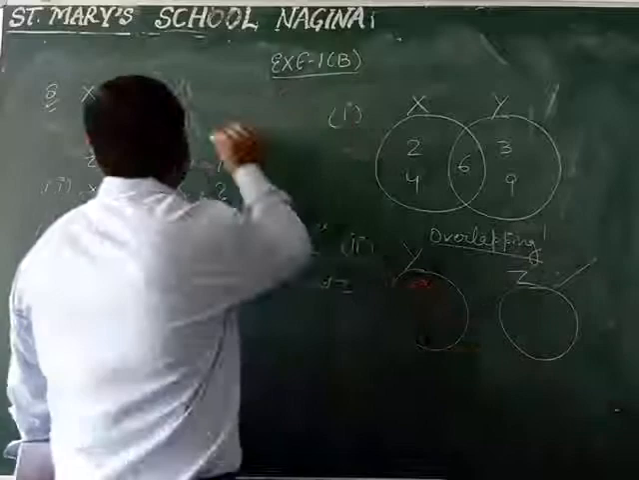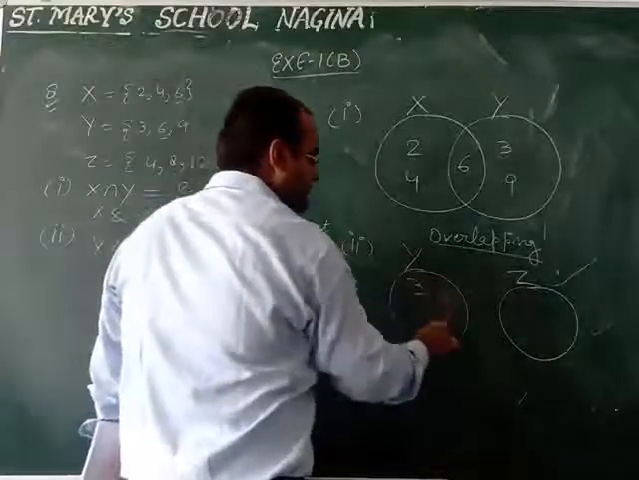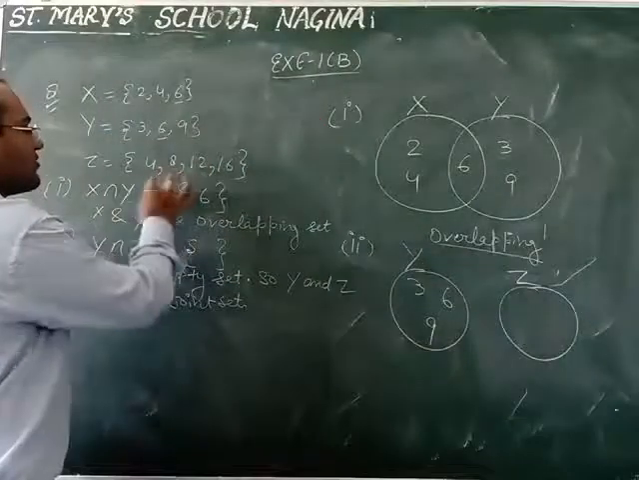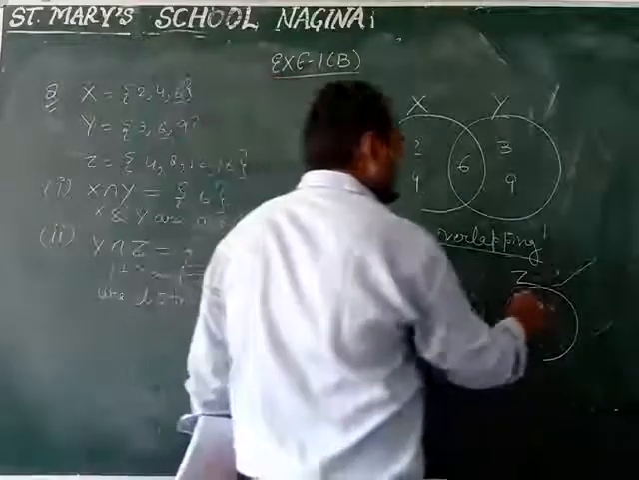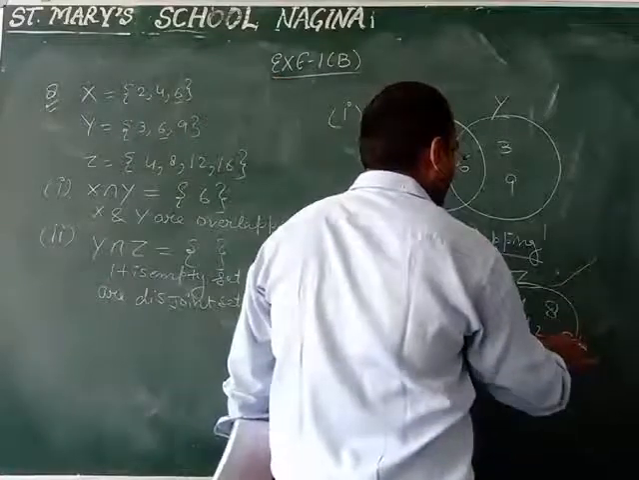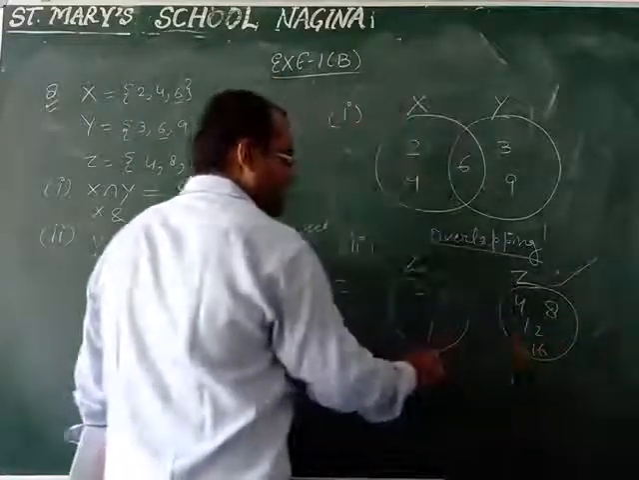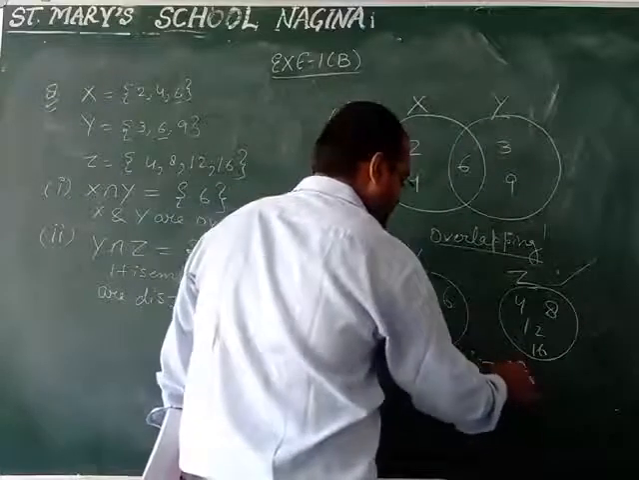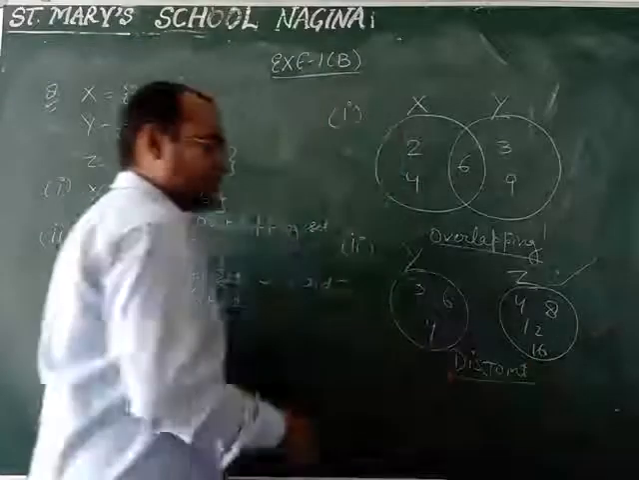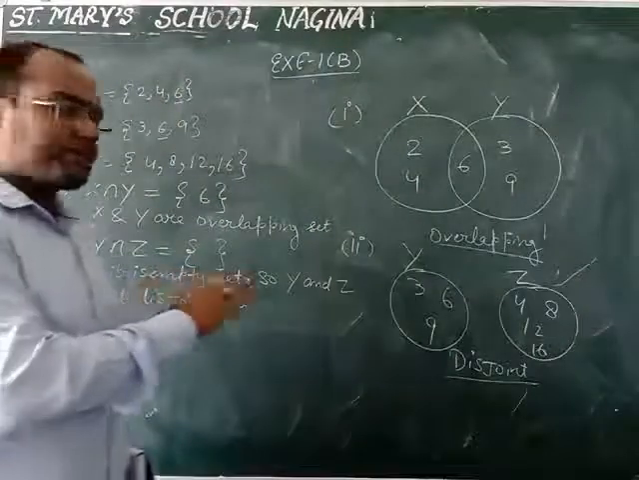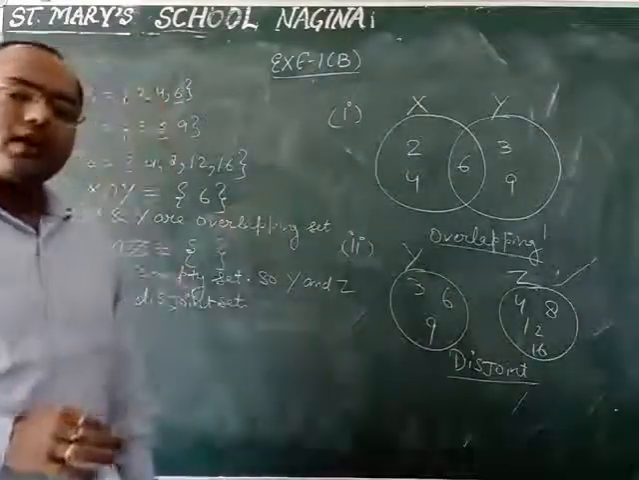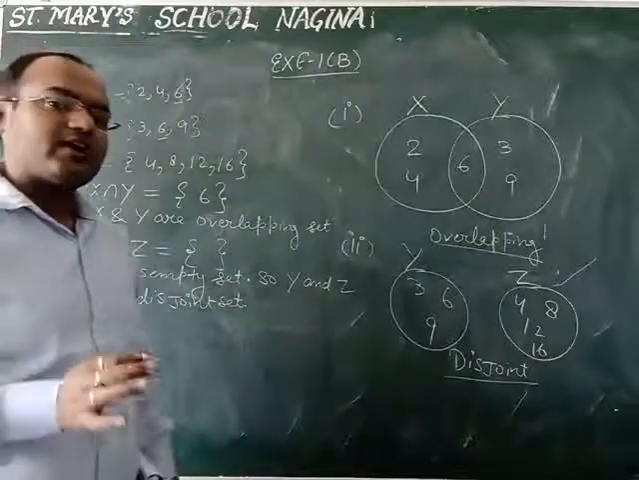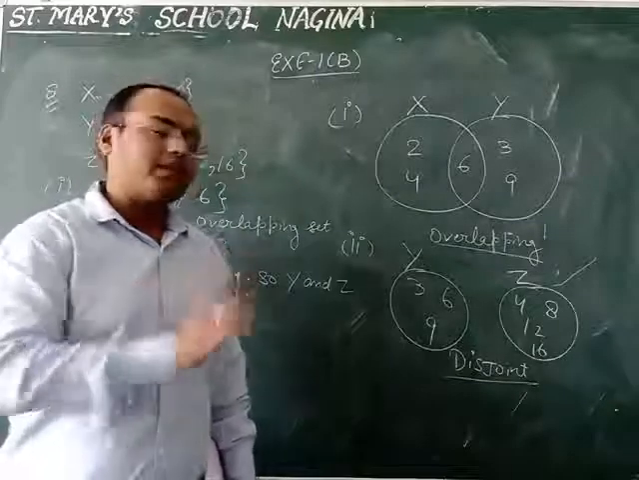In Y we have to fill 3, 6, 9. In Z we have to fill 4, 8, 12 and 16. So such a figure is known as disjoint. You have to remember, for disjoint we have to make separate circles. For overlapping we have to make two circles that will cut each other. Common part must be there.